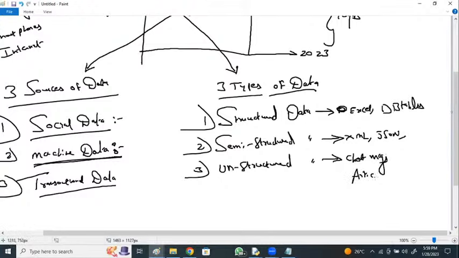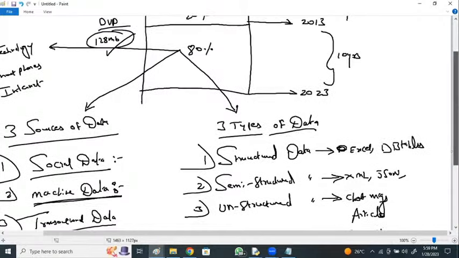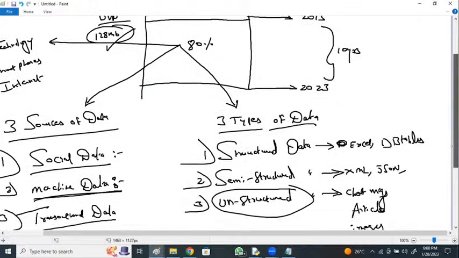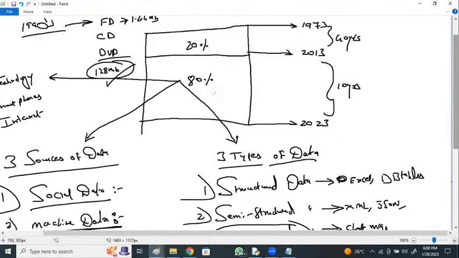articles, images, videos, all this comes as unstructured. The biggest challenge is storing and processing this unstructured data. Today, most of the data which is generated is in this unstructured format, right? We need to have proper storage and processing systems to handle this unstructured and semi-structured kind of data, right?